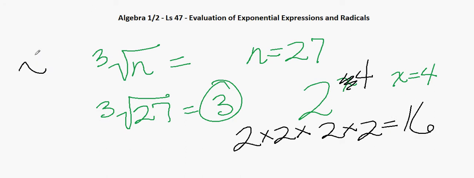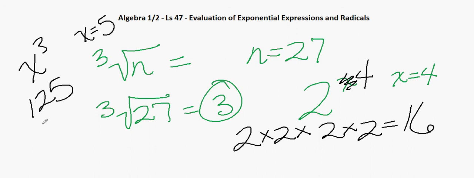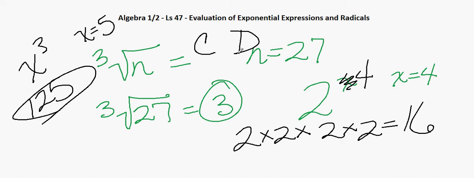Letter B, x to the third, if x equals 5, then it's 5 as a factor 3 times. 5 times 5 times 5. Remember we did that one earlier. So I did the first two for you. Why don't you try practice C and practice D, page 155.